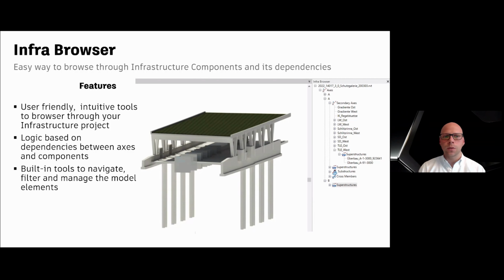This is new functionality that is available from this summer. It is a user-friendly and intuitive tool that enables you to browse through all of the created infrastructure components, so an axis, superstructure, cross members, and so on. It's also based on the logic that one component is dependent on the next, is connected with the next one. So you can see that we have an axis, the secondary axis, superstructure, and so on.